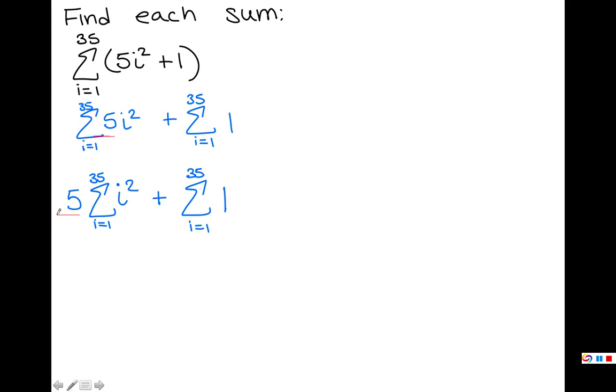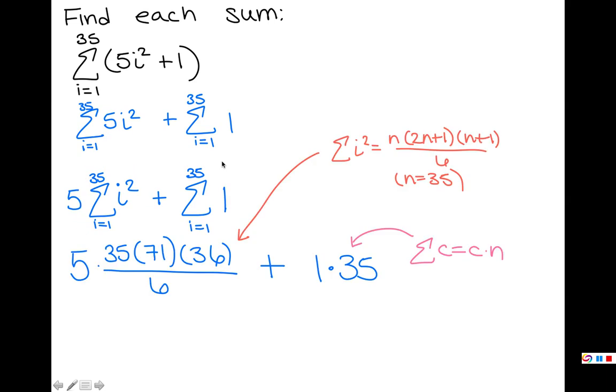All right, so I've used my properties here. Now the advantage of doing this is I have an i squared, and we have a formula for that. And then we're just adding up a constant, the constant 1, and we have a formula for that. The i squared formula, I have written down in orange. It was n times (2n plus 1) times (n plus 1) over 6. I plugged in 35 for n, and I have written down on the screen what I get when I use that formula. And notice the 5 is still there, so we're going to get 5 times whatever we get when we plug 35 into that formula.